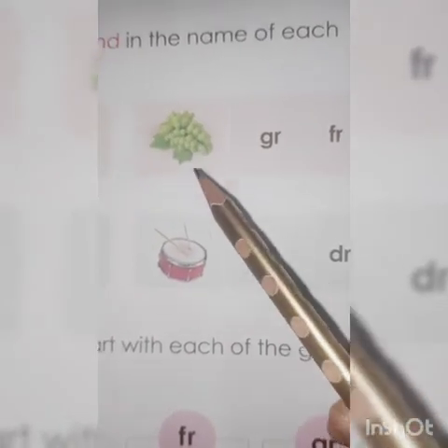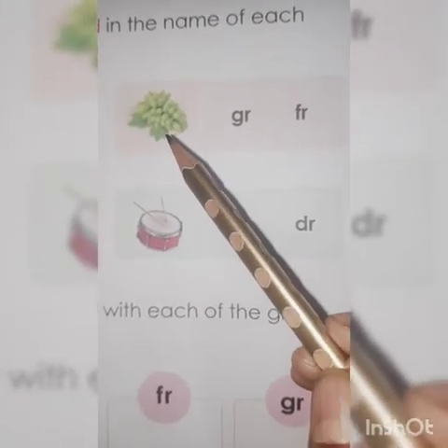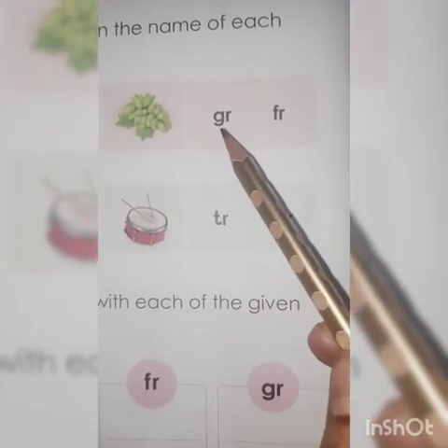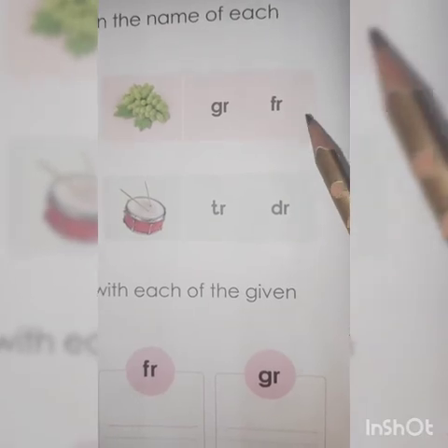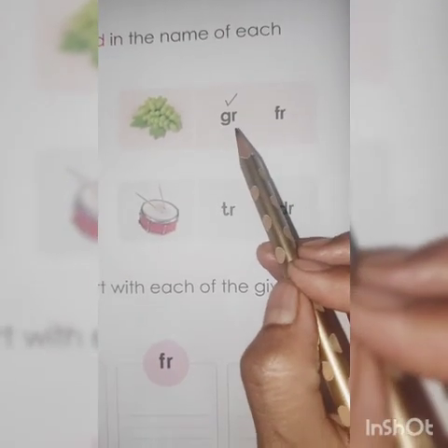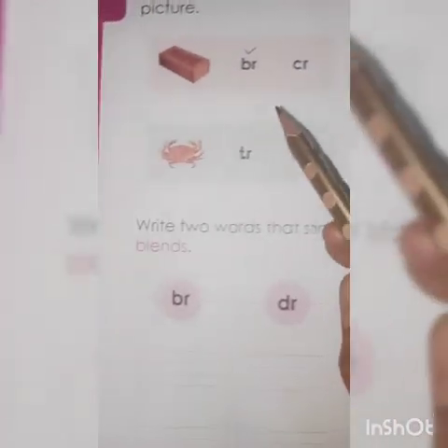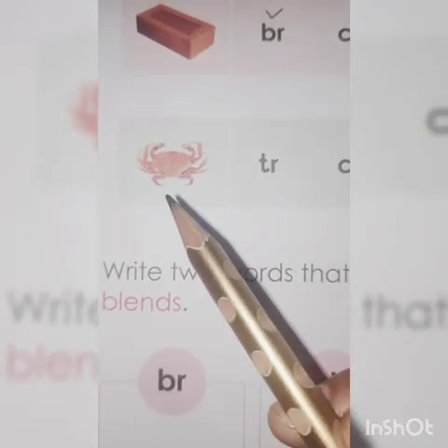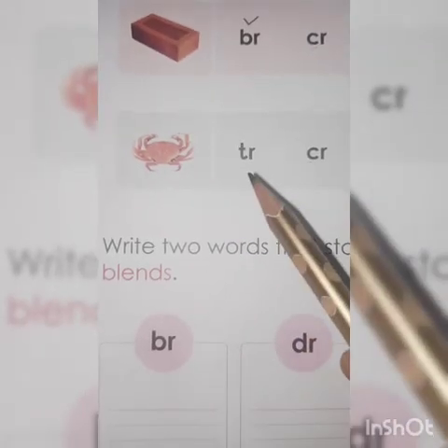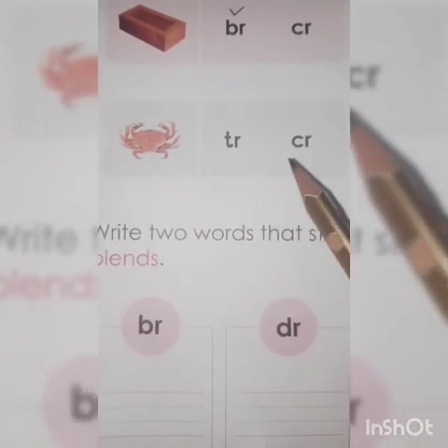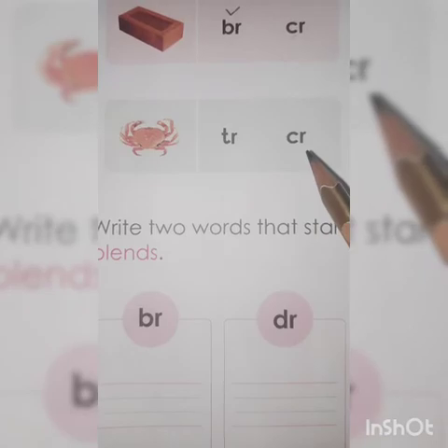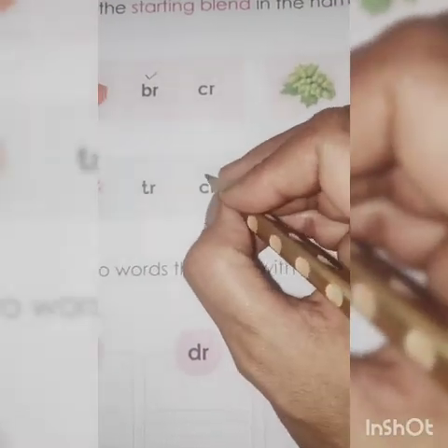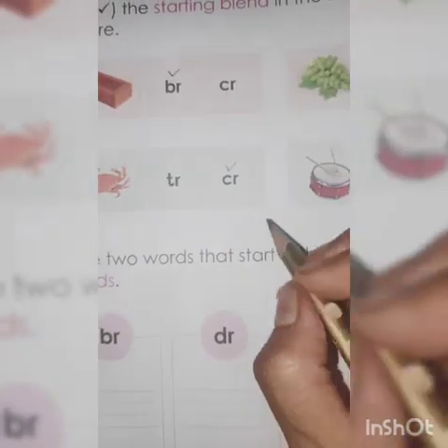This is the picture of? Yes, grapes. GR gr, FR fr. So GR is the correct option. Okay, now next, what is this? Yes, this is a crab. So TR tr, CR cr. Which is the correct option? Yes, tick CR cr.